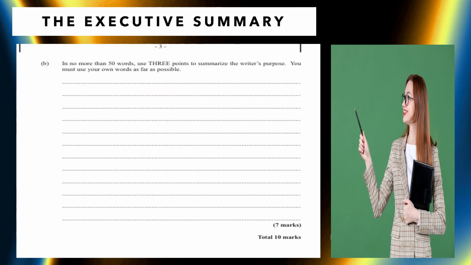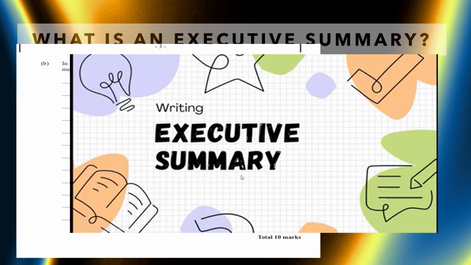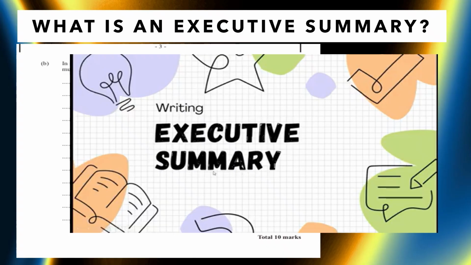Let's look at part B of question 1, and it reads, in no more than 50 words, use 3 points to summarize the writer's purpose. You must use your own words as far as possible. The marks allocated to this aspect is 7 marks. Let's start with the A question.